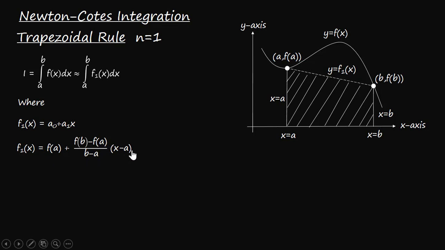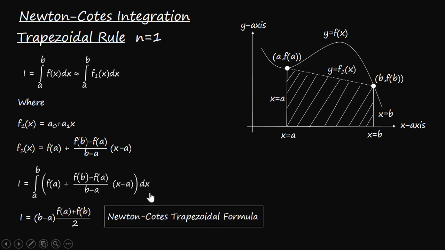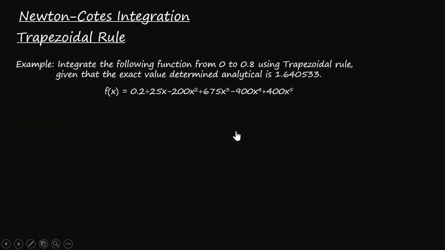x minus a. Now let's substitute this function value into this integral, and then when we integrate this, we will get b minus a into f of a plus f of b divided by 2, and this formula is called Newton-Cotes trapezoidal formula. Let's apply this formula to calculate the approximate integral.